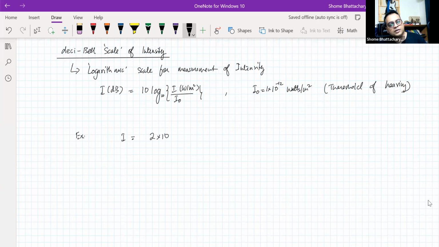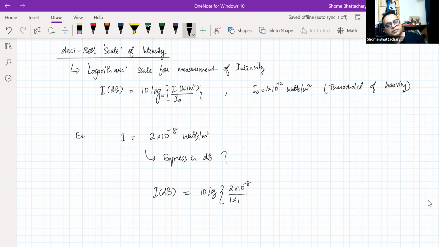Okay. So for example, if the intensity of a sound is, let's say, 2 into 10 raised power minus 8 watts per meter square. Now we want to express this in decibels. So we'll just apply the formula. This intensity in decibels is equal to 10 log 2 into 10 raised power minus 8 divided by 10 raised power minus 12. So that is 10 log 2 into 10 raised power 4.